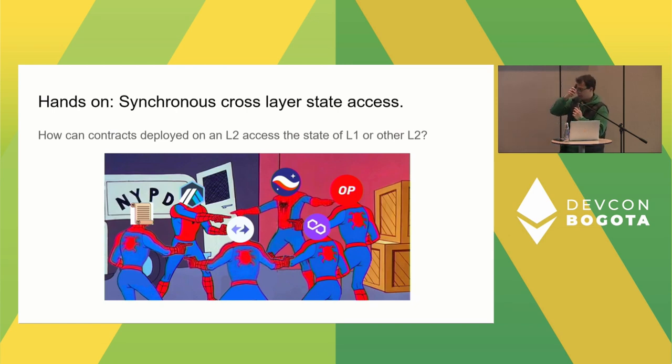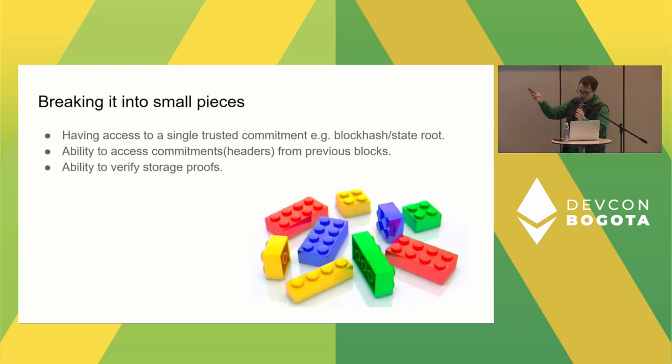So let's break the entire flow into the smallest pieces. The flow is the following. We need to have access to the commitment, which is either a block hash or a state root. And again, we can get it either by sending a message, or by relying on the fact that this chain commits, so in a sense, it's still a message. We can rely on it in an optimistic manner, or we can go even crazier and verify the entire consensus. Okay, so this is step number one. We need to get the commitment.